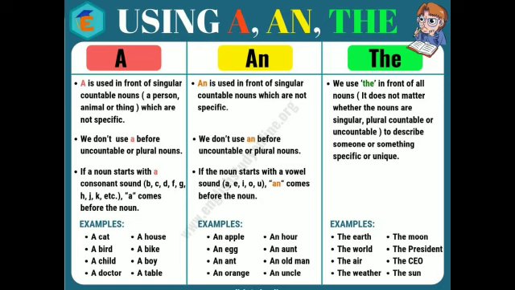Like the world. World is a unique thing. The moon is a specific thing, the moon is a unique thing. The sun is a unique thing. So when we talk about a unique thing, then we use the article the. This is how we can use the articles a, an and the.